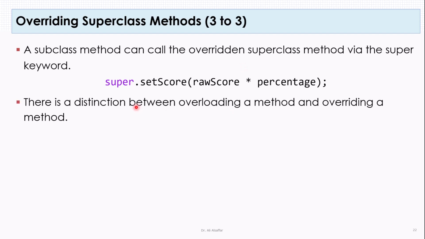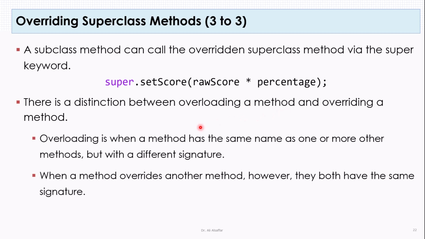So there is a distinction between overloading a method and overriding a method. Let me remind you about this. Overloading is when a method has the same name as one or more other methods but with a different signature, by which I mean different input parameters. Now when a method overrides another method, however, they both have the same signature.